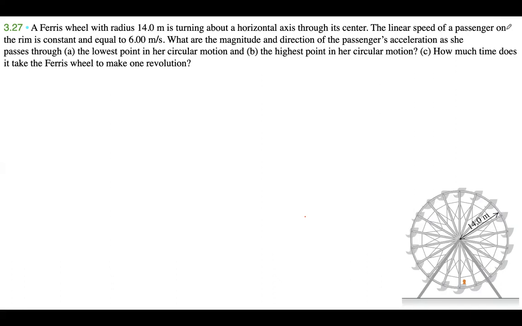A Ferris wheel with radius 14.0 meters is turning about a horizontal axis through its center. The linear speed of a passenger on the rim is constant and equal to 6.00 meters per second. What are the magnitude and direction of the passenger's acceleration as she passes through A, the lowest point in her circular motion, and B, the highest point in her circular motion? How much time does it take the Ferris wheel to make one revolution?